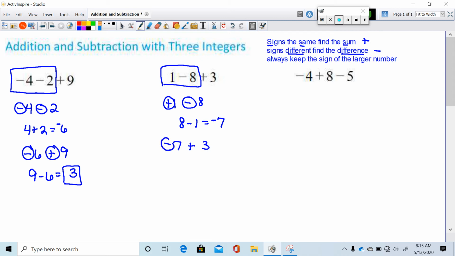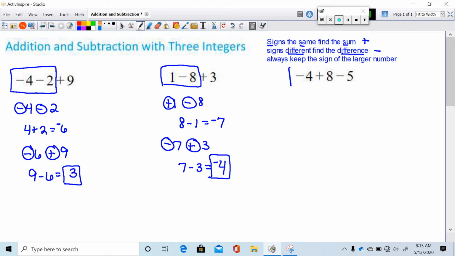So now you look at the signs again. We have a negative and a positive. If the signs are different, find the difference. So you've got to do 7 take away 3. You always do the larger number first. That's 4. The 7 is larger. It's negative. That means your answer will be negative.